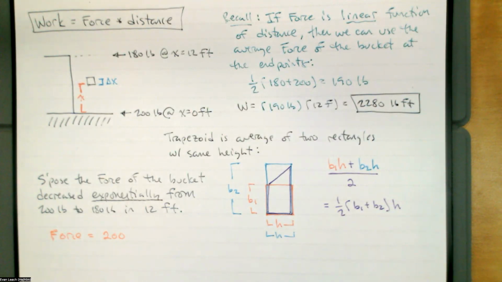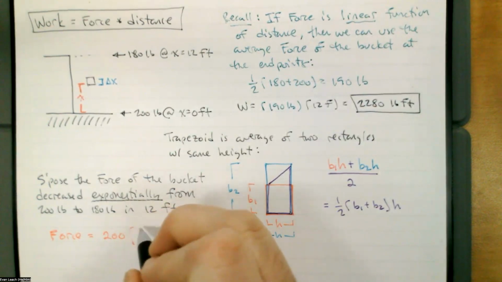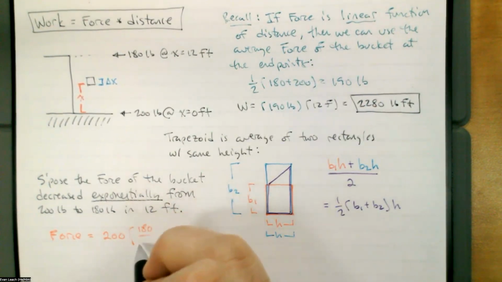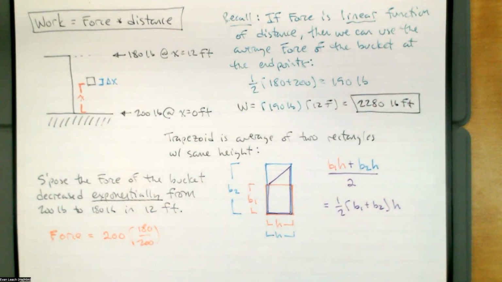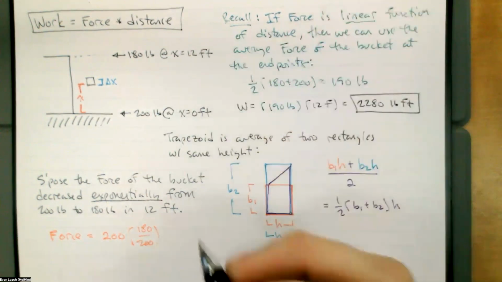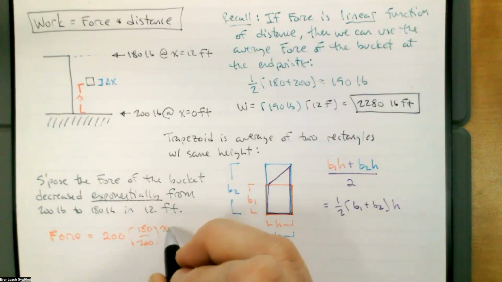We start off at 200 when x is 0. And we want to multiply by the new value divided by the old value. So we're going to multiply by 180 over 200. But we don't want to do this in 1 unit. We want one multiplication of 180 over 200 to take 12 units. So I'm going to have to change my exponent to adjust for this 12 feet. So we're going to raise this to an exponent of x over 12.